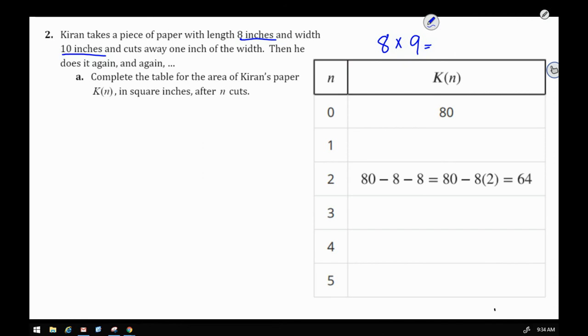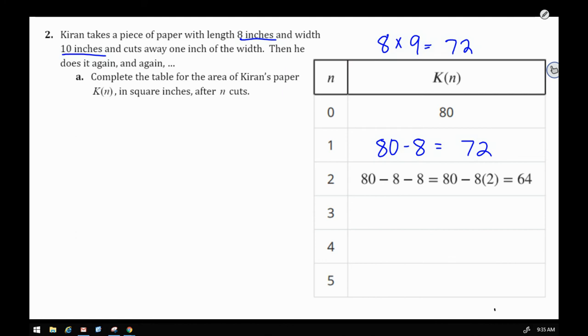Okay, so if he takes off 1, it's 8 times 9, which is 72. Or he took 80 and subtracted 8 one time. So if he cuts off 1 inch of the width, it's going to be 1 times 10. So 80 and then 72 takes away 8 again, cuts off another, 64. Okay, fill in the rest of that table. Did you have it on your paper, right?